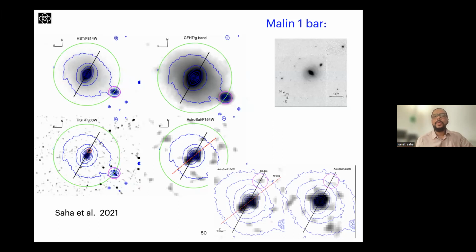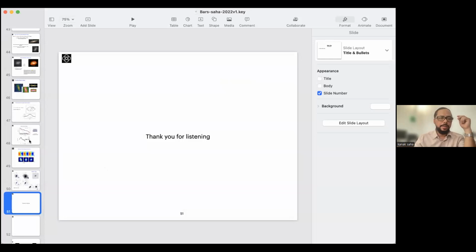So as we improve this image to even higher signal to noise, we should have a very good picture revealing what is happening in the bar when it comes to the young stellar component in it. With this, I think I'm almost at the end of my talk, and I'll stop here. I did not want to go into the boxy bulges part for a few minutes.